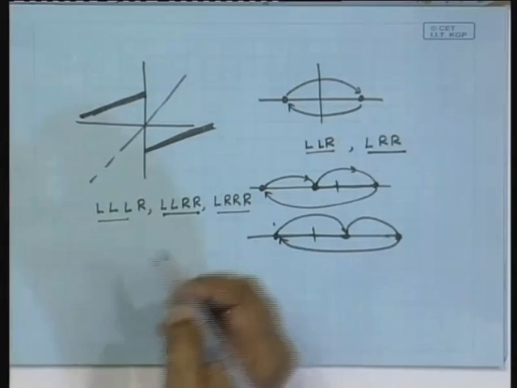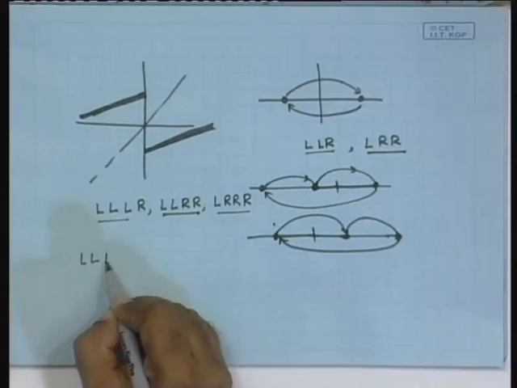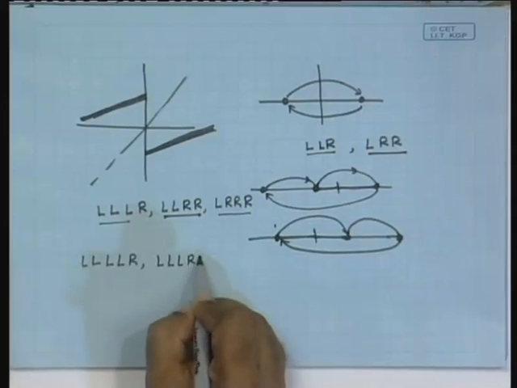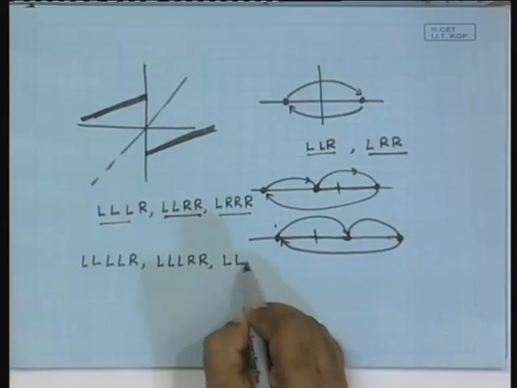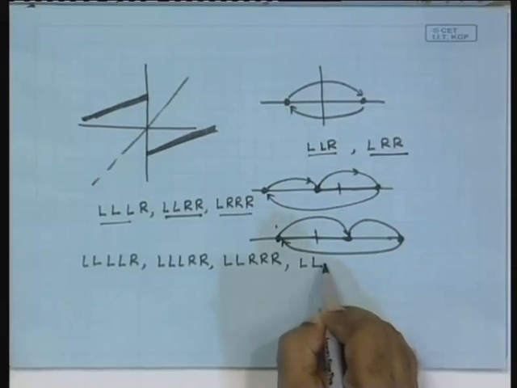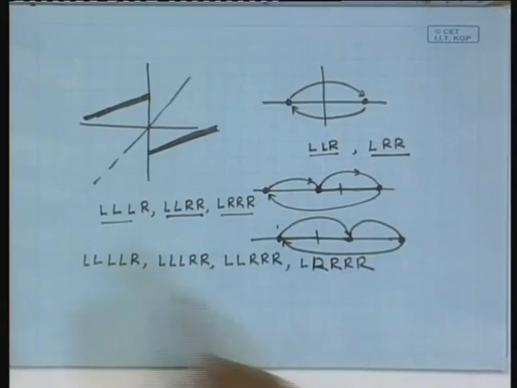Similarly, what are the possibilities for period 5 orbit? L L L L R, L L L R R, L L R R R, L R R R R. So, 4 possibilities.